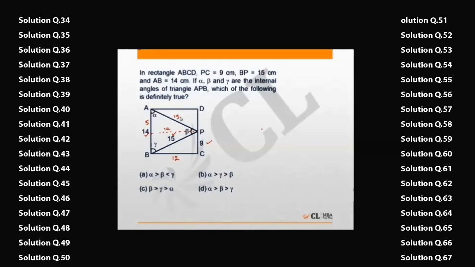So effectively, if you look at the sides, AP is equal to 13, BP is equal to 15 and AB is equal to 14. Hence, the largest angle is going to be angle alpha, the next would be beta, and the next would be gamma. So this is the appropriate answer, alpha greater than beta greater than gamma. Hence the correct answer is D.